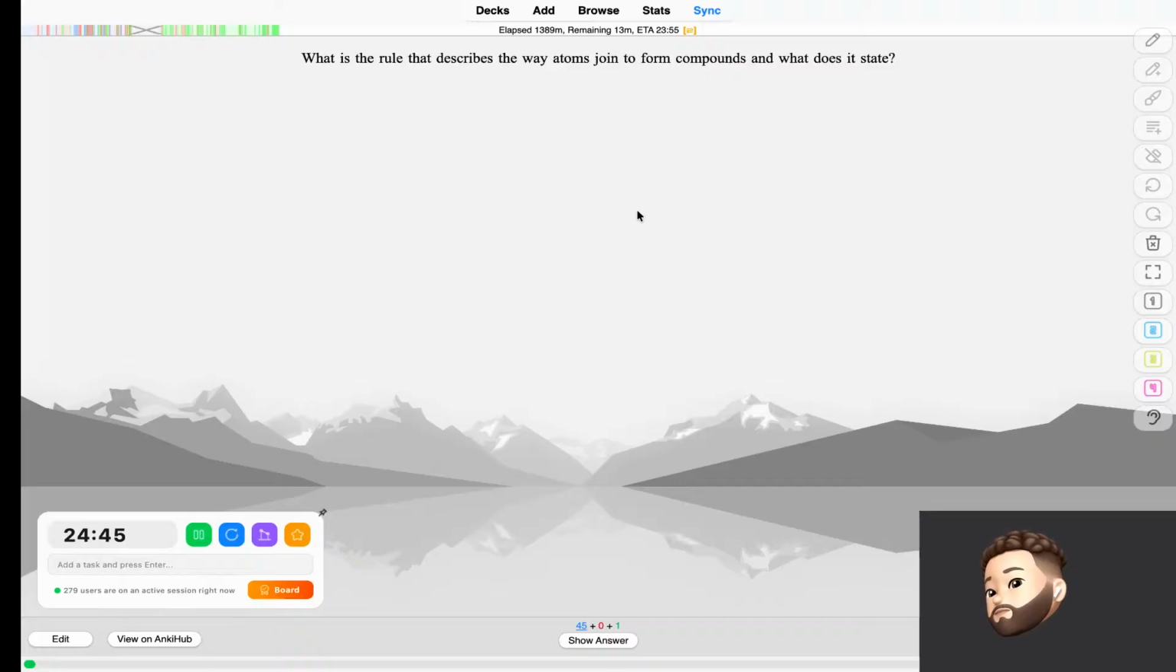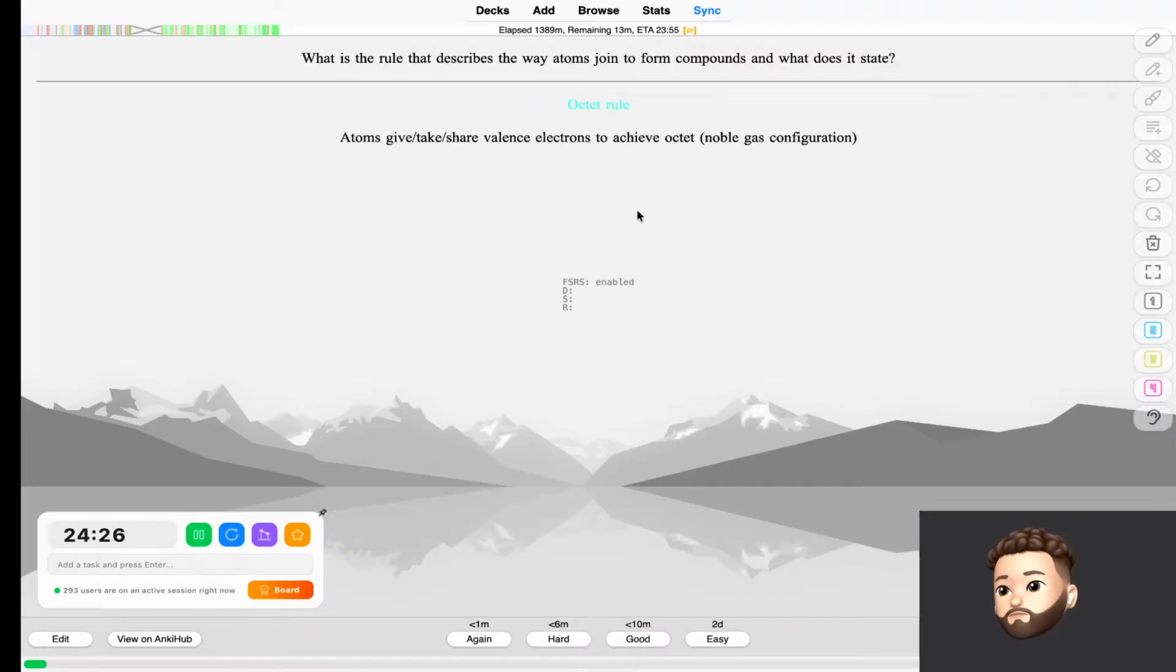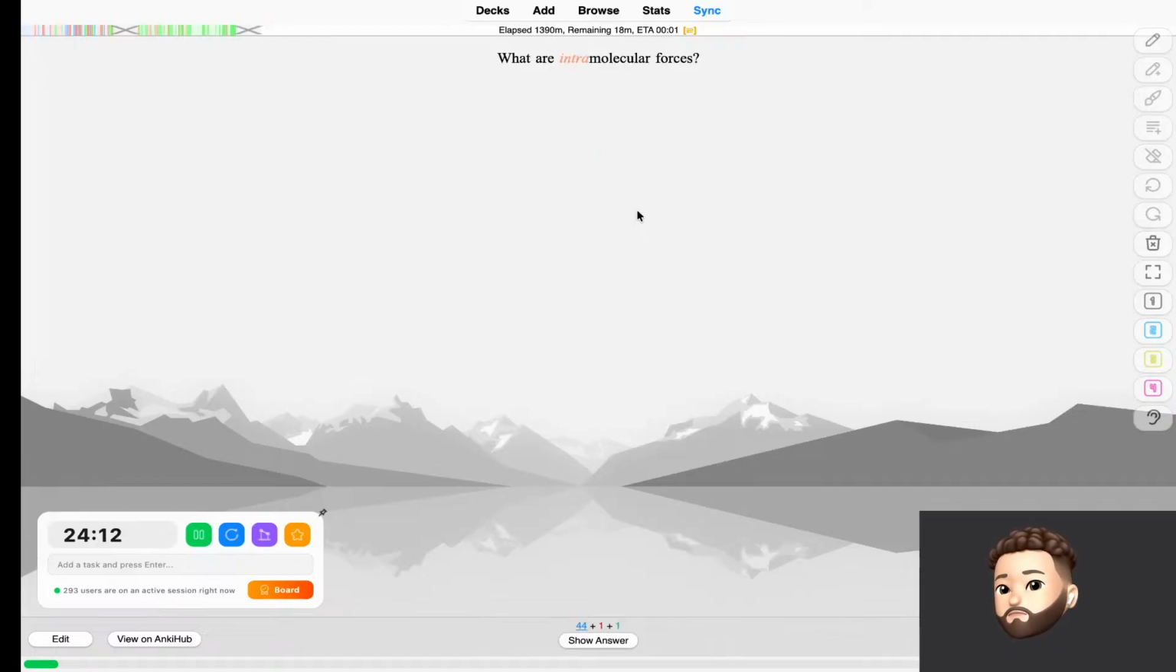What is a rule that describes the way atoms join to form compounds, and what does it state? It's the octet rule. It states that they like to form compounds in a way that allows them to have a full octet. Eh, I'm gonna give myself a hard.